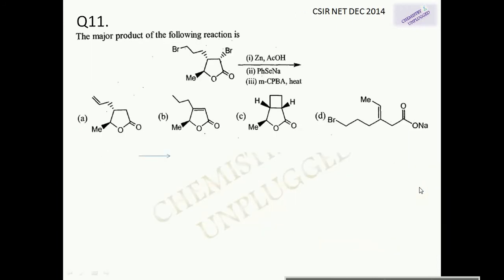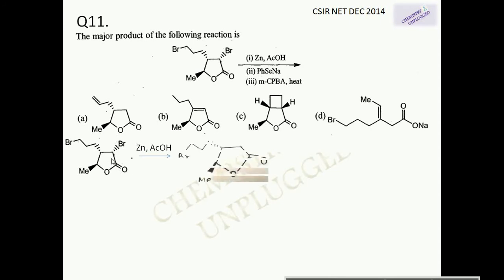Next question is from CSIR NET December 2014 and the major product of the following reaction is asked. In the first step we are using zinc, AcOH. This zinc will remove a bromine atom. We have two bromine atoms, but it selectively removes the bromine atom close to the carbonyl group. So this bromine atom will be removed.